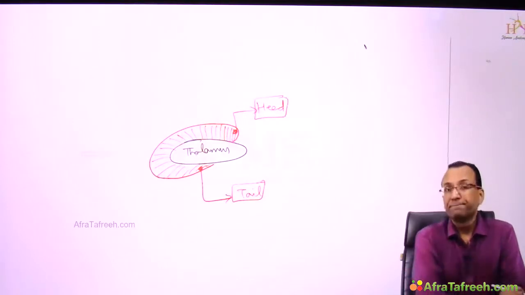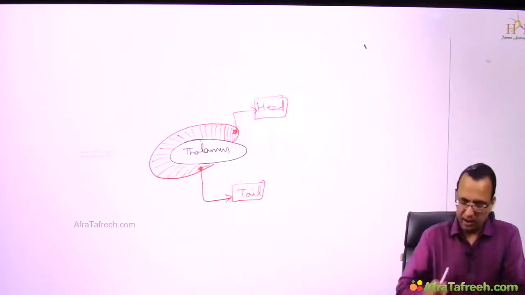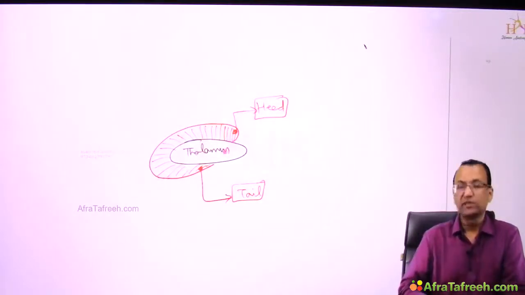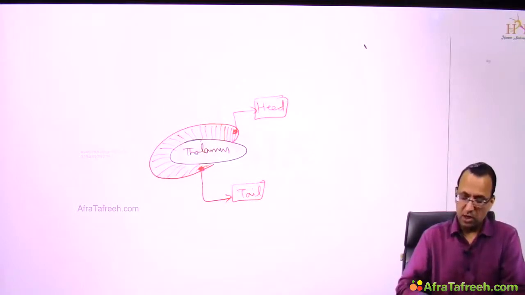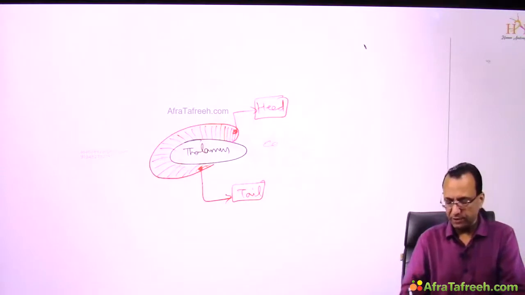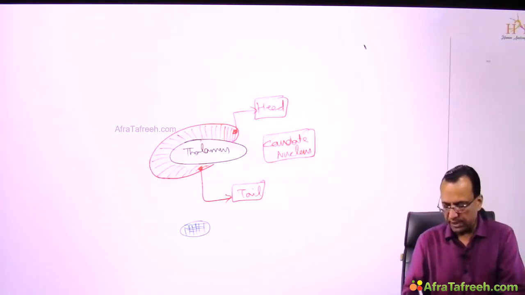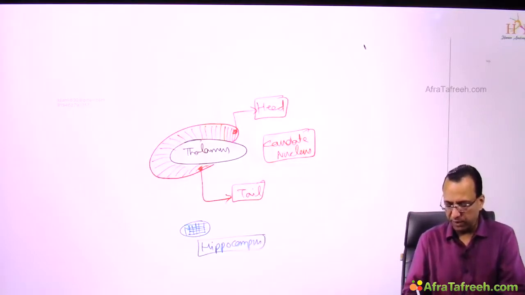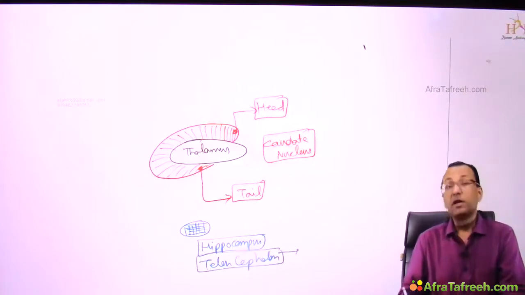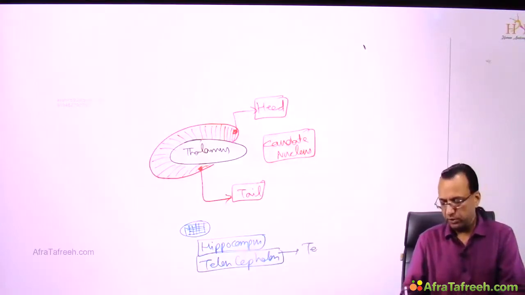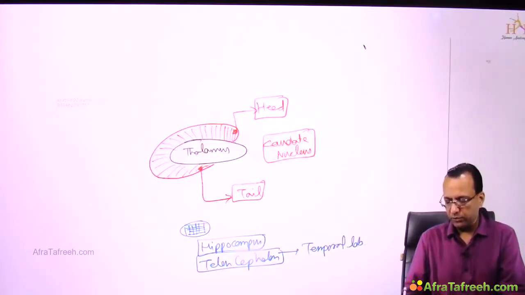Now, if you say this is the sagittal section of the brain and you are telling thalamus is the axis on which various structures are becoming C-shaped, this is the caudate nucleus, part of the basal ganglia. Where is hippocampus present? Actually, hippocampus is present in the telencephalon part of the brain. Yeah, telencephalon, but where? In the temporal lobe.